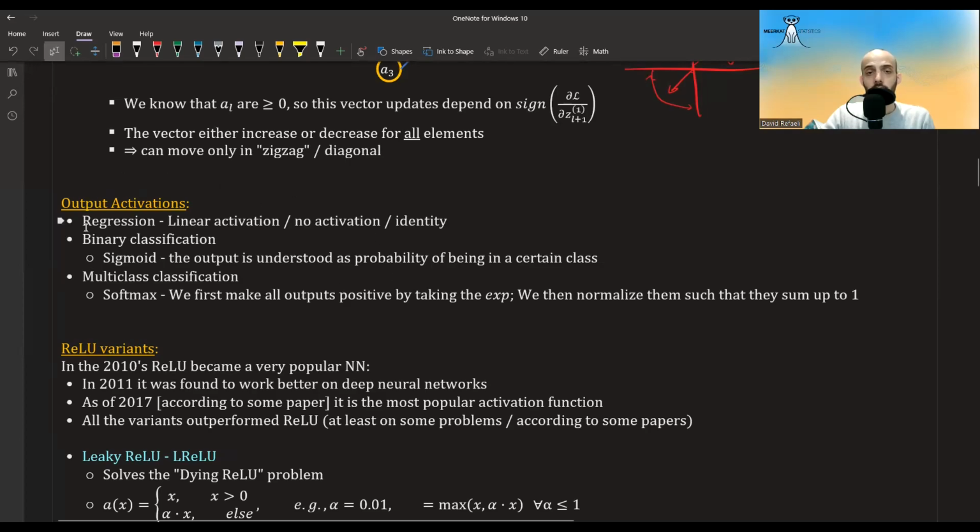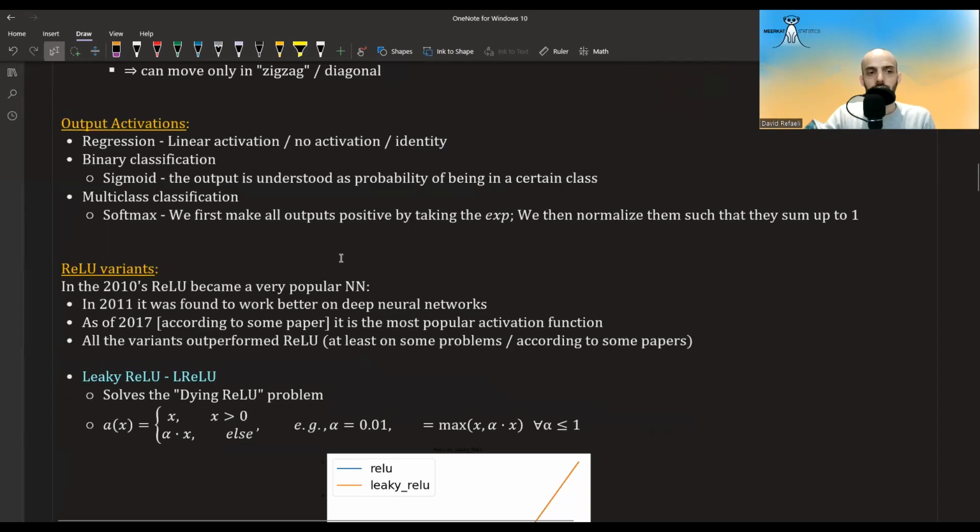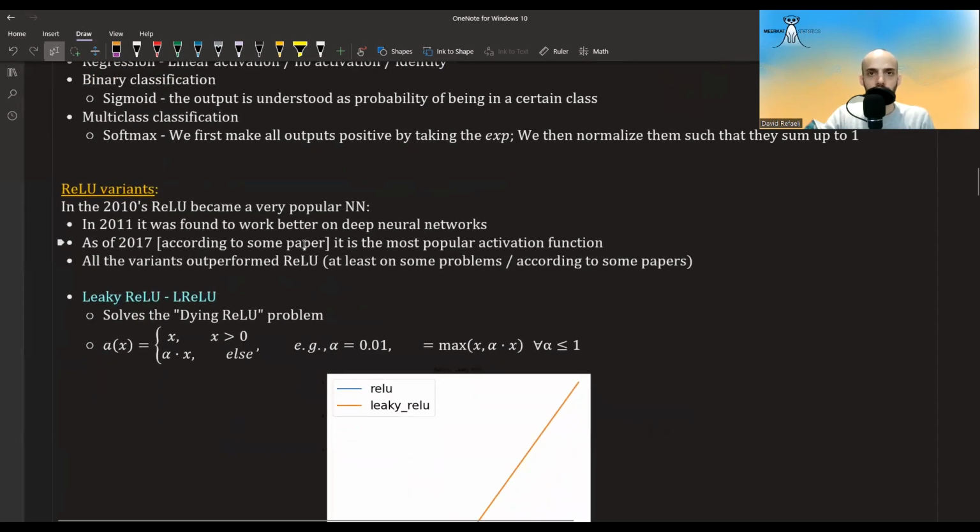Okay, so these are the output activations that we can use for different problems. Now I want to talk about the different variants of the ReLU. In the 2010s, the ReLU became very popular. In 2011, it was found to work better on deep neural networks. And as of 2017, it is apparently the most popular activation function. All of the variants that I will now show you have outperformed the regular ReLU, at least on some problems and according to some papers.